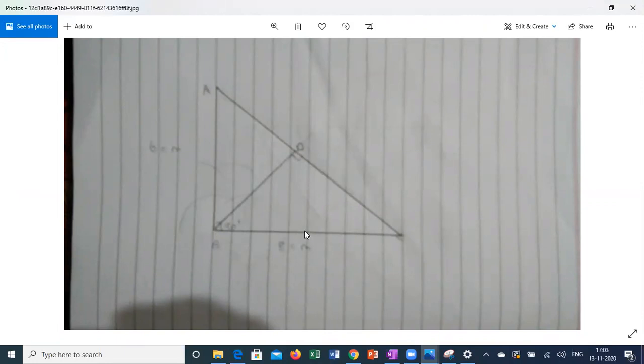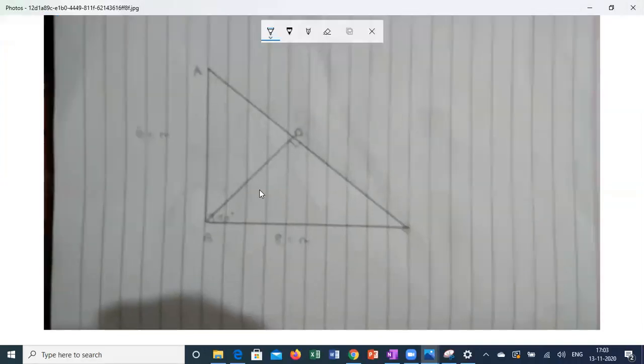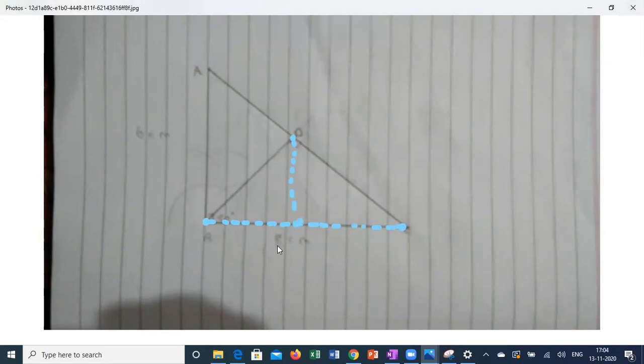Take the midpoint of BC. It should be 4 centimeter exactly. Check. These points B, C will all become 4 centimeter. From here 4 centimeter, this is also 4 centimeter, this is also 4 centimeter. Can you draw the circle now? You are not getting it? Sir, I am trying, sir.